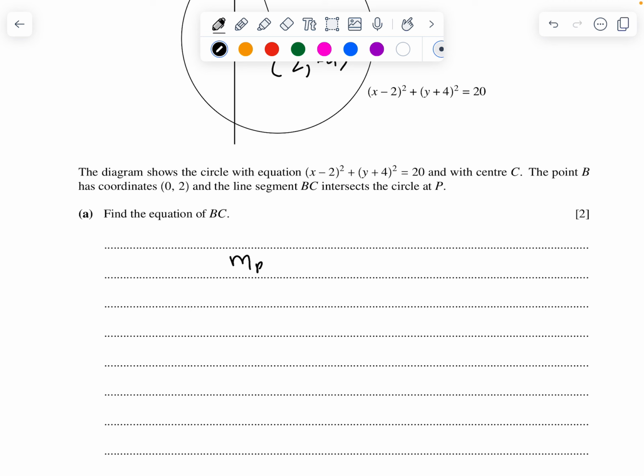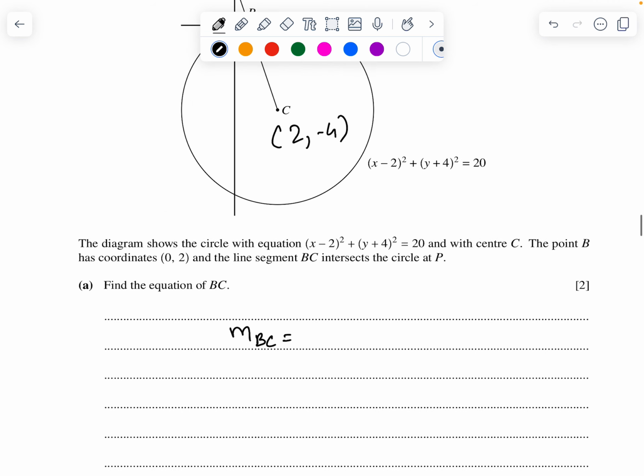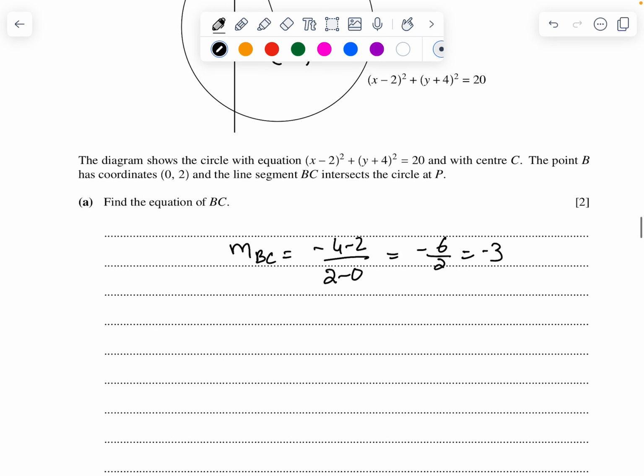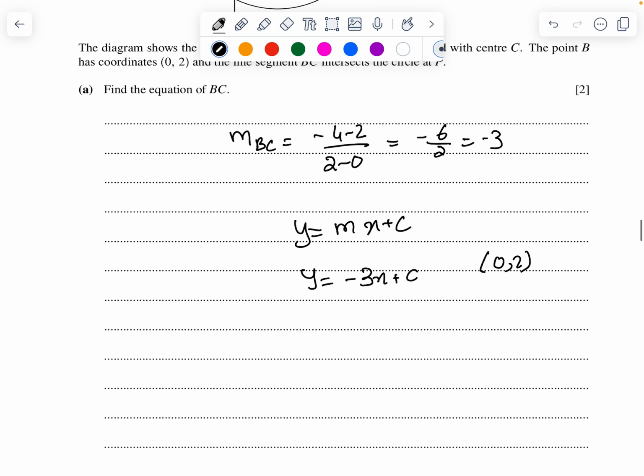Gradient of BC. So what is that? y2 minus y1 by x2 minus x1, which is minus 6 by 2, which is minus 3. So the equation is y equals mx plus c, so y equals minus 3x plus c. But this passes through (0, 2). So 2 equals minus 3 times 0 plus c, c equals 2. So what is the equation? y equals minus 3x plus 2.